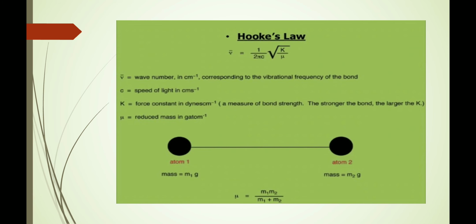Here is Hooke's law. ν = (1/2πc)√(k/μ). Here ν means the wave number in cm⁻¹ corresponding to the vibrational frequency of the bond. c is the speed of light. k is the force constant in dyne per centimeter, a measure of bond strength. The stronger the bond, the larger the k. μ means the reduced mass. Here we can see atom 1 and atom 2, with masses m1 and m2 in grams. Here μ equals m1 times m2 upon m1 plus m2.